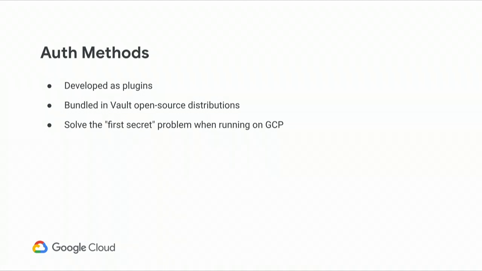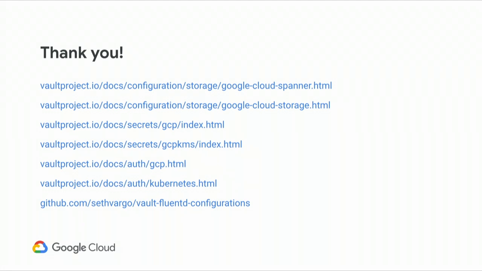How does all of this work? So these auth methods help you do that by delegating trust to either the cloud platform or the Kubernetes API server. So I have a few links. If you're going to take a picture of a slide, this is the one to take a picture of. There are a few things here that are really important. The Cloud Spanner and the Cloud Storage backends are heavily documented, as well as all of our secret engines, including all of our auth methods. So everything I've talked about here today is on this slide, except the last one.